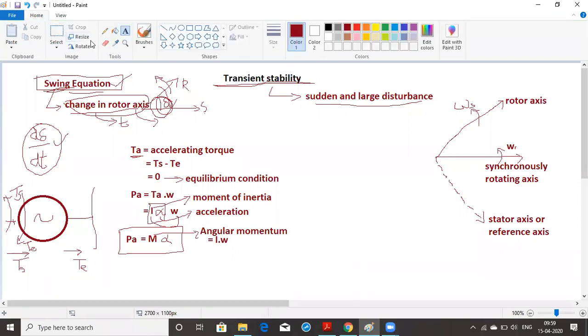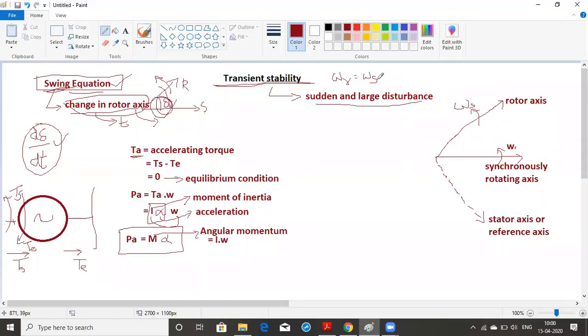So if you observe clearly here, we have three axes. One is a stator axis or a reference axis. The other one is a synchronously rotating axis, which will always rotate with omega s, and we have a rotor axis, which will rotate with omega r. So if there is no disturbance, under the no disturbance condition, usually that omega r is nothing but omega s. You already know the synchronous machine is going to work under magnetic locking, right?